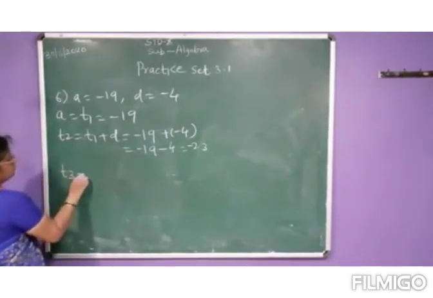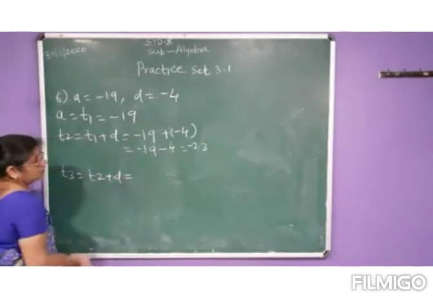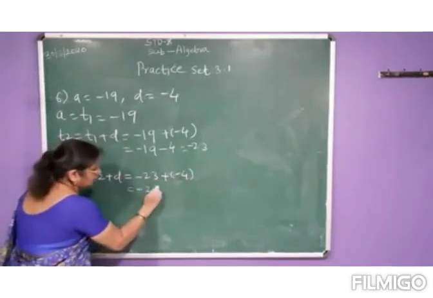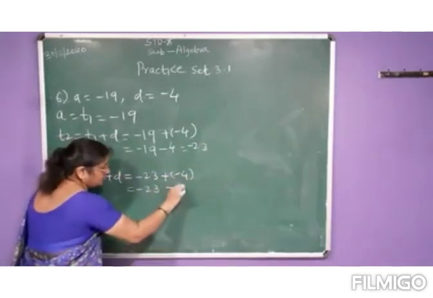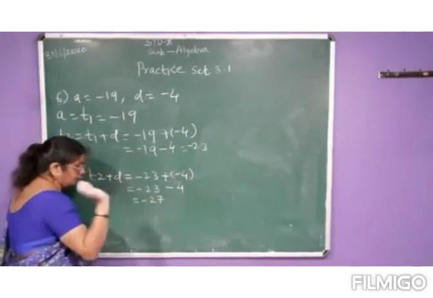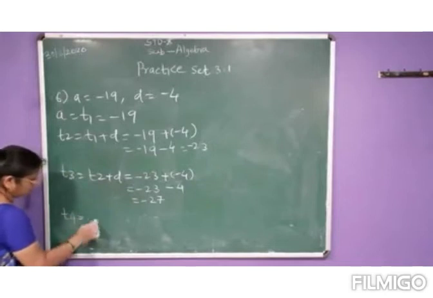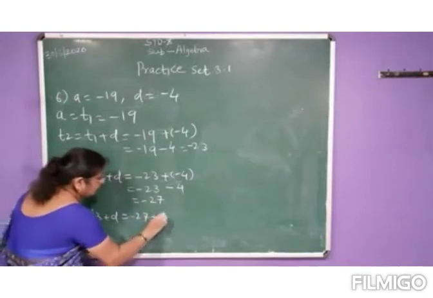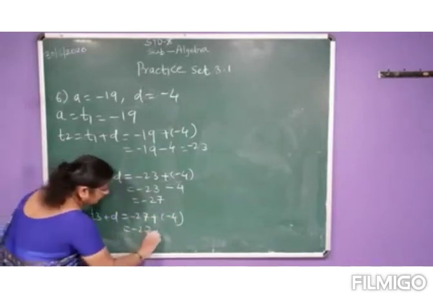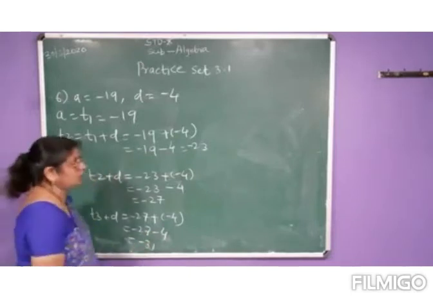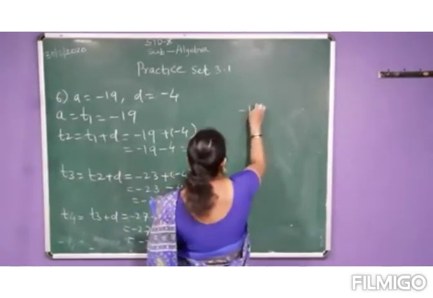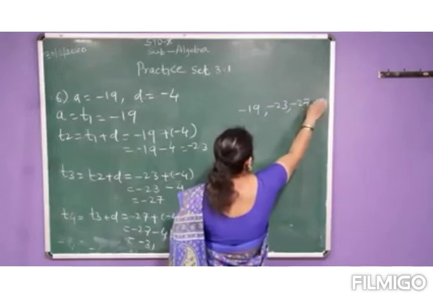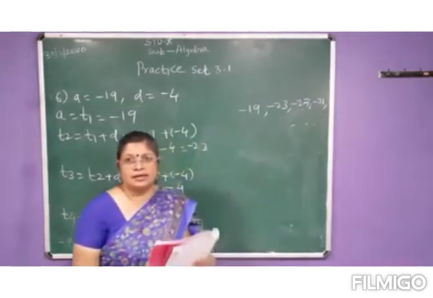Then t3 is equal to t2 plus d. Here t2 is minus 23, plus minus 4, so minus 27. Then we will go for t4, which is t3 plus d. Here t3 is minus 27 plus minus 4, which is minus 31. So the required AP is minus 19, minus 23, minus 27, minus 31.